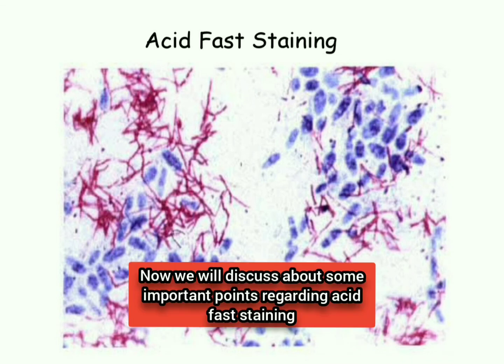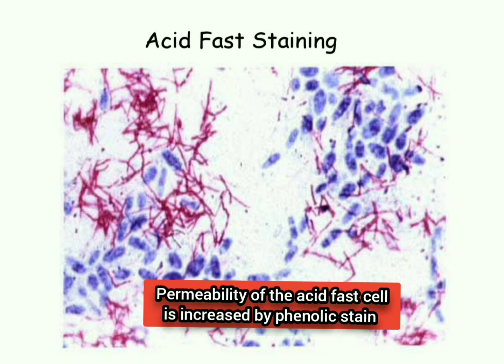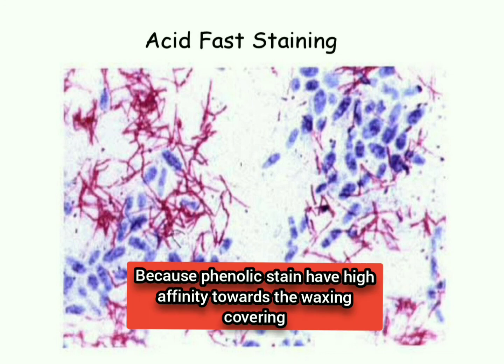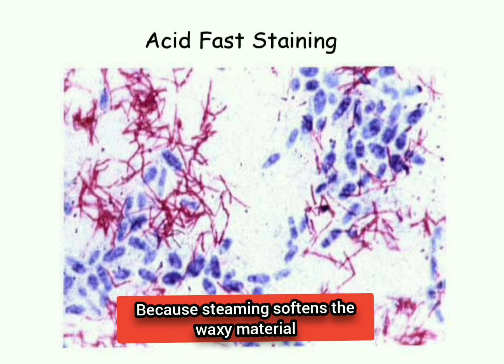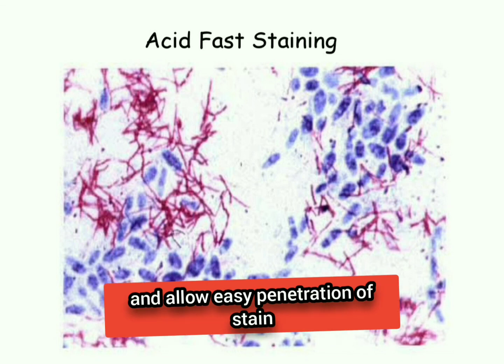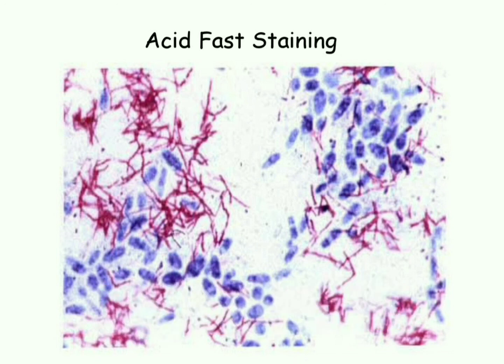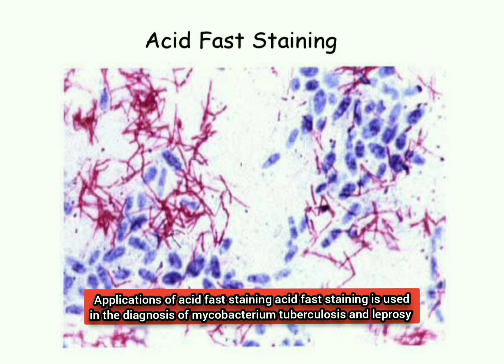Now we will discuss some important pointers regarding acid-fast staining. Permeability of the acid-fast cell is increased by phenolic stain, because phenolic stain has high affinity towards the waxy covering, and it solubilizes the waxy covering. For increasing the permeability, we use heat steaming, because steaming softens the waxy material and allows easy penetration of stain. Applications of acid-fast staining. Acid-fast staining is used in the diagnosis of Mycobacterium tuberculosis and leprosy.